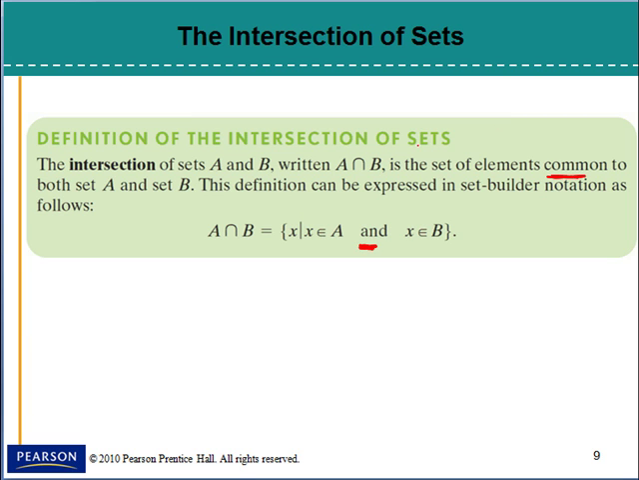Intersection means "and", or we're looking for all the elements that belong to both of the two sets, the common elements between the two sets. So that's the key to remember when we talk about intersection. Intersection means "and".